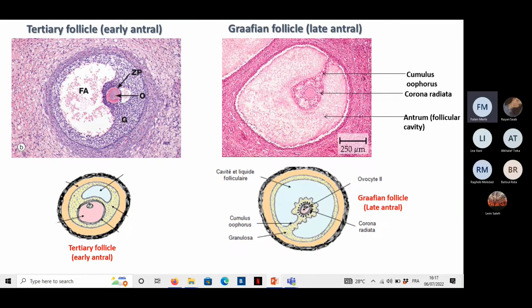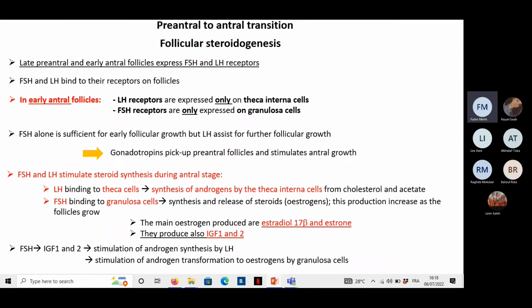Okay, and now how did we have this maturation from a secondary to early antral and then to a late antral follicle? Since those cells that I have mentioned now express receptors for the FSH and LH, they can respond to the action of those two gonadotrophins, and it's under the action of the LH and FSH that they are going to mature. But in fact, the studies showed that it is the FSH that is the most responsible for this maturation of the follicles, and so to start the maturation from a late secondary to an early antral, we need FSH, not LH. Okay, so this first step of maturation from a late secondary to a tertiary follicle is made under the action of the FSH alone.